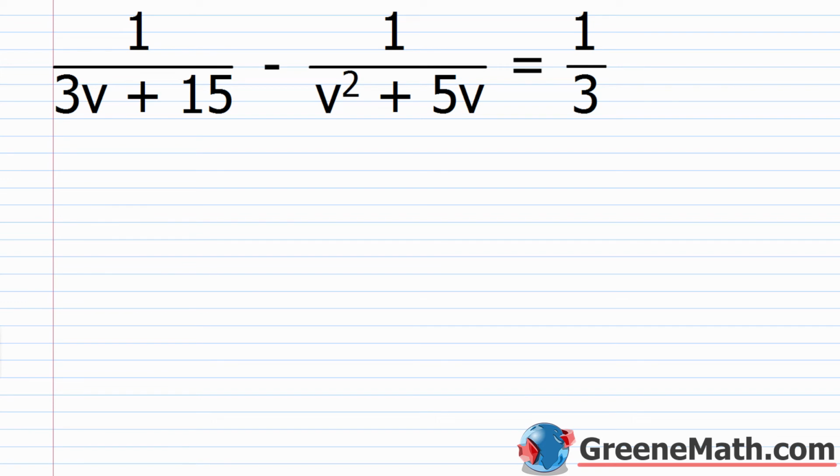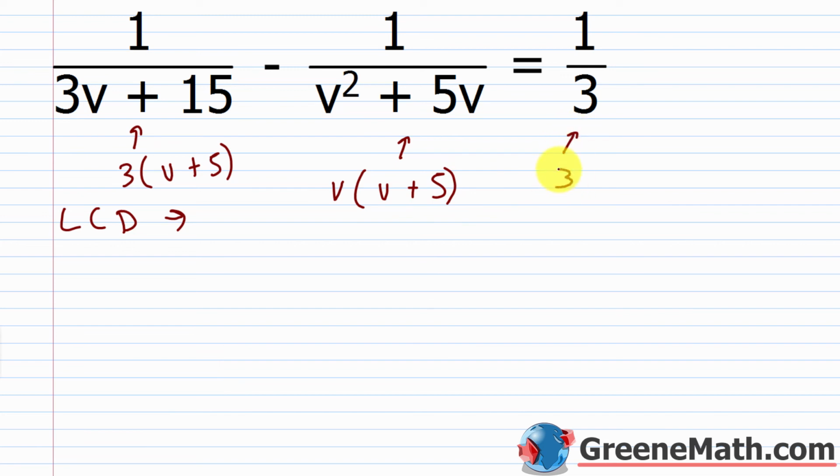So to start this, 1 over 3v plus 15 minus 1 over v squared plus 5v is equal to 1/3. So again, I'm looking for the LCD. And for this one, I've got to factor it. It can factor into 3 times the quantity v plus 5. For this one, I can factor out a v, and I'd have v plus 5. And for this one, I just have a 3. So it looks like I have a 3 here and here, so that goes in the LCD. I have a v, and then I have a v plus 5.